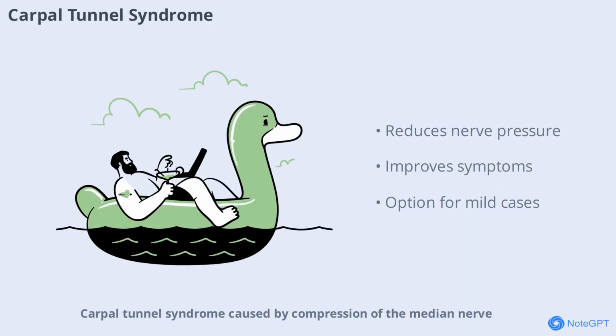Carpal tunnel syndrome, caused by compression of the median nerve, leads to pain and numbness in the hand. ONT injections, either directly into the carpal tunnel or into the flexor muscles, can reduce pressure on the nerve and improve symptoms. Studies have shown improvements in pain, sensation, and nerve conduction, making ONT a potential option for patients with mild to moderate carpal tunnel syndrome.